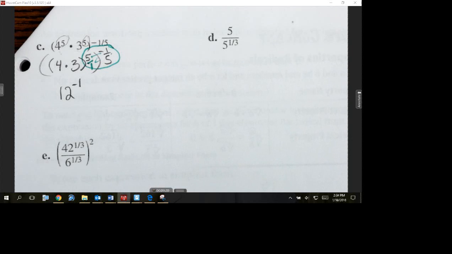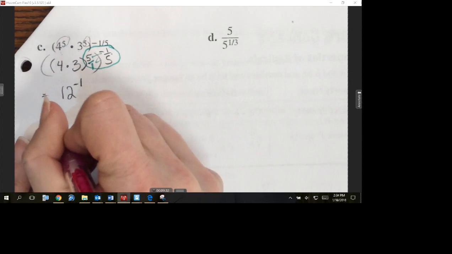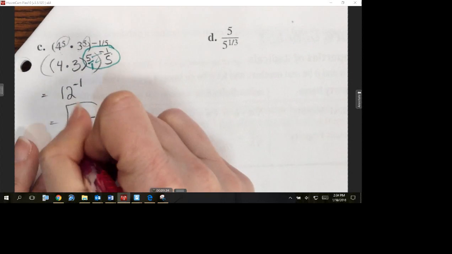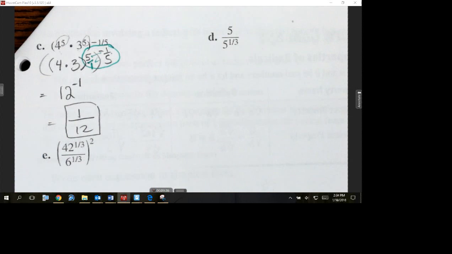So now can I simplify that further? Yes, because you never need a negative exponent. So what does the negative exponent say? Reciprocate. So my answer is going to be 1 over 12. See how we're putting all these rules together now?